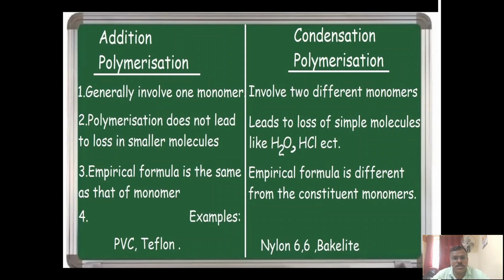Now, this important question: differentiate the addition polymerization and condensation polymerization reactions. It is a very important one. Until now, what we discussed, if you recall it, you will get the answer. What points will you make? Points you can have from the examples. See here, the examples are PVC and Teflon. Here, the examples are nylon 66 and bakelite. So, how do you differentiate it?